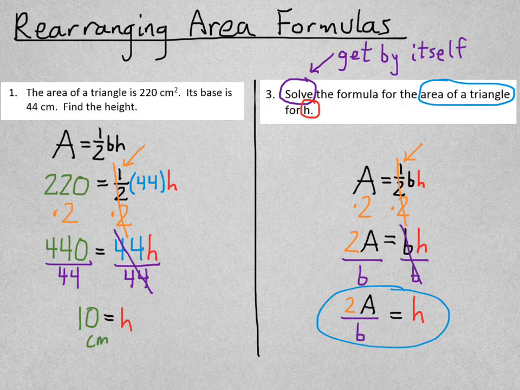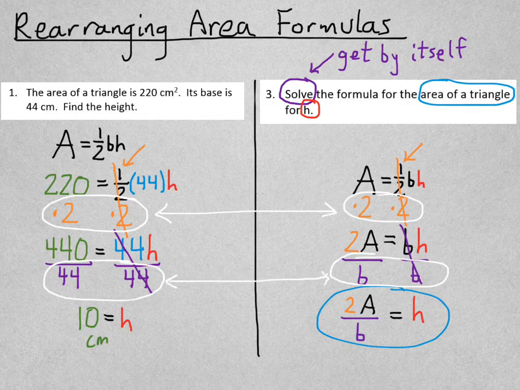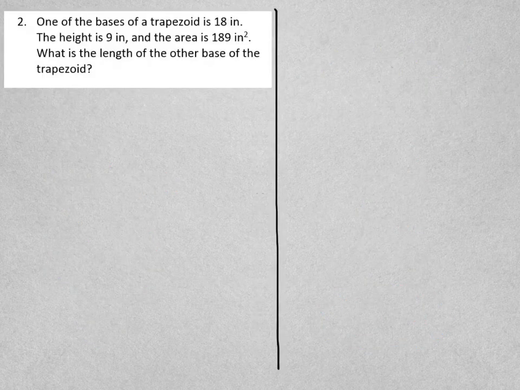I want you to notice, again, looking at how we solved for a missing height on question number 1. We took the same 2 steps, multiplying by 2 to undo the 1/2, and dividing by b to get rid of the base. So, when we're rearranging an area formula, we're essentially solving an equation the same way, it's just we're working with variables rather than numbers. Okay, let's look at a trapezoid one.